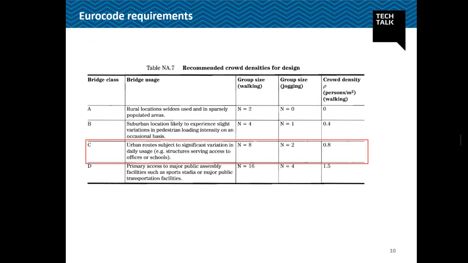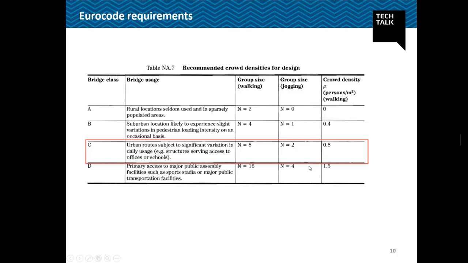Now we'll see the Eurocode requirements for the bridge. Recommended crowd densities for design: for our case, we are considering a class C bridge, an urban route subjected to significant variation in daily usage. For this, the group size for walking we need to consider as 8, the group size for jogging as 2, and the crowd density as 0.8.